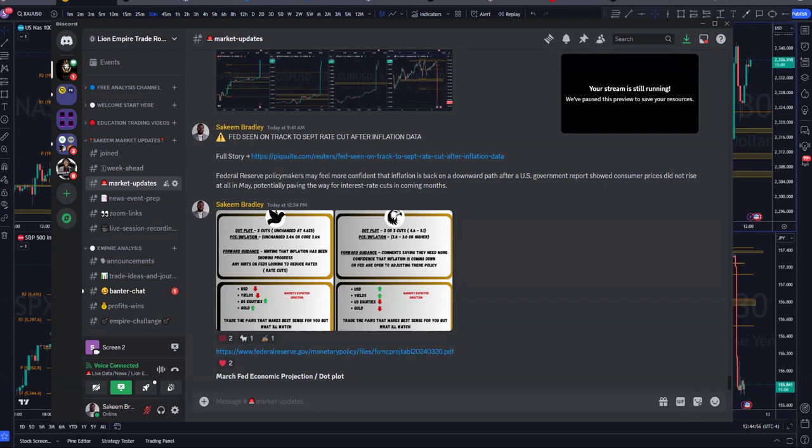What you're looking at right now is inside my private Discord group, because we like to focus on fundamentals and have little cheat sheets that could give you an edge, so you know what to look for in order to have a direction in the markets.